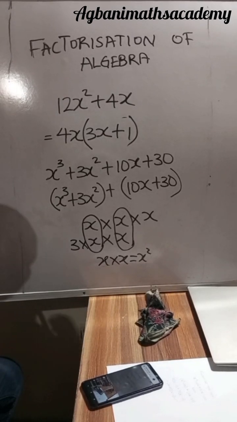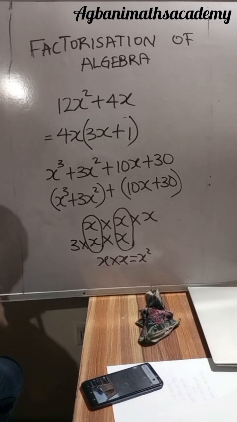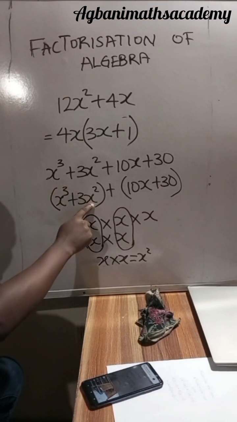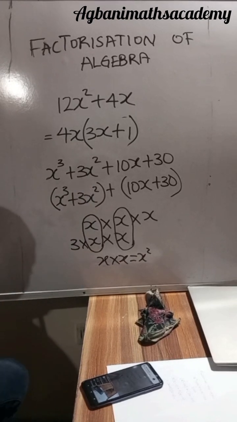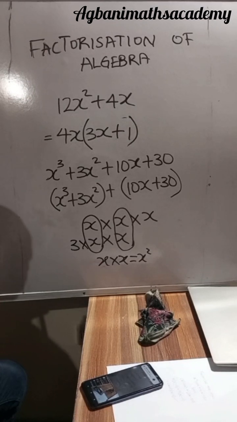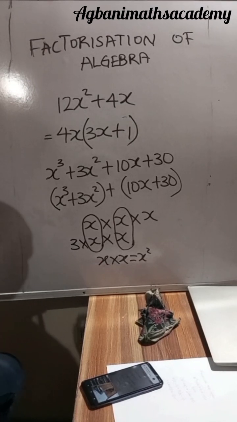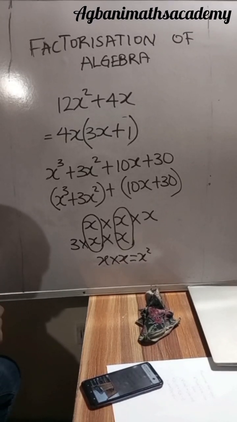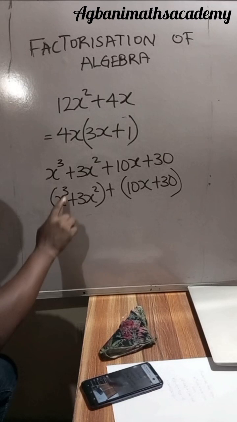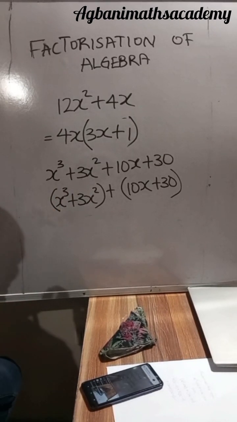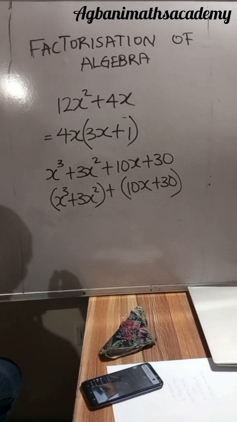But in order to do it quickly, as I said in the previous class, once you have an alphabet raised to power 3 and an alphabet raised to power 2, you immediately pick the smaller power. Okay? If you have x raised to power 5 and x raised to power 2, you pick x raised to power 2. If you have x raised to power 10 and x raised to power 7, you pick x raised to power 7. As I said, x raised to power 3 and 3x raised to power 2. What is common is x raised to power 2.